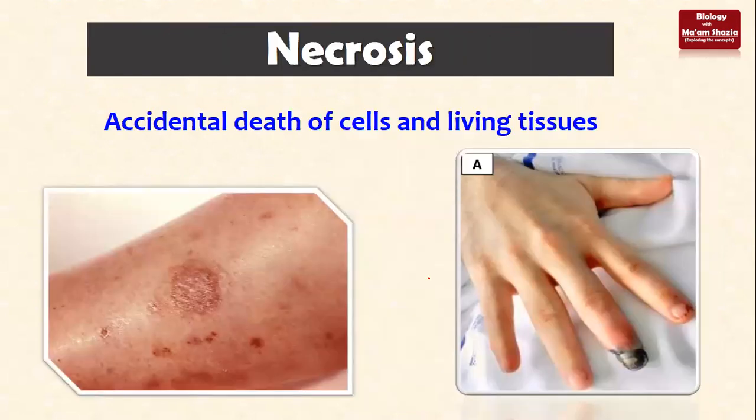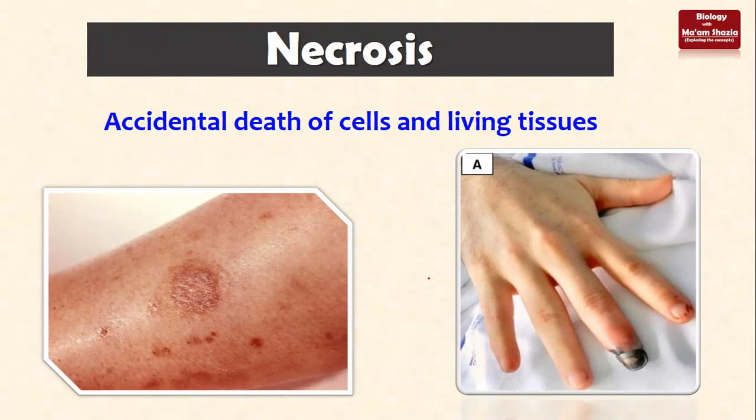Now let's discuss the next point, that is necrosis. The word necrosis means blackening, right? The blackening of the tissue. Accidental death of cells and living tissues. So first of all, the intracellular material dies, and then the cell, and then the tissues.